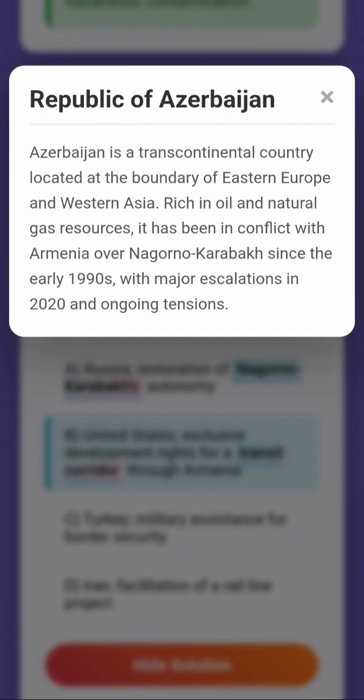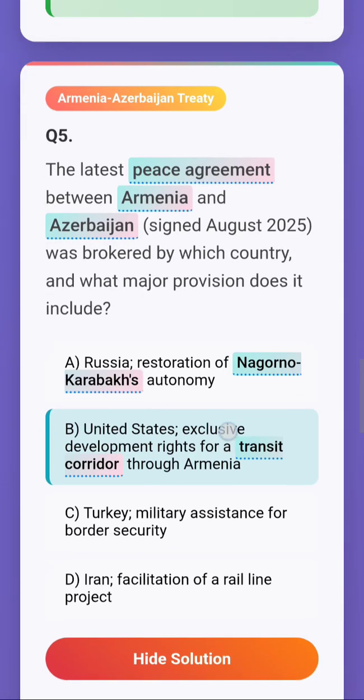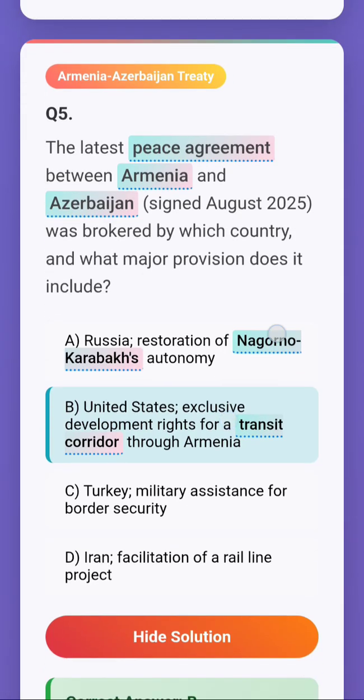Simple. What is Azerbaijan? Okay, Azerbaijan is a transcontinental country. Transcontinental means it involves two or more continents. So it is located in the boundary of Eastern Europe and Western Asia. Cool.